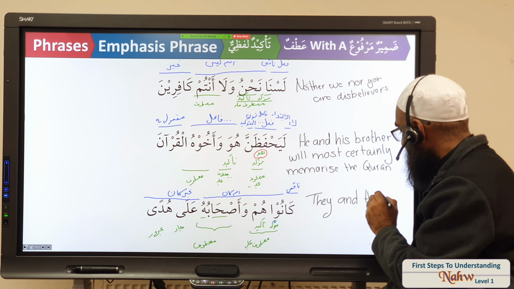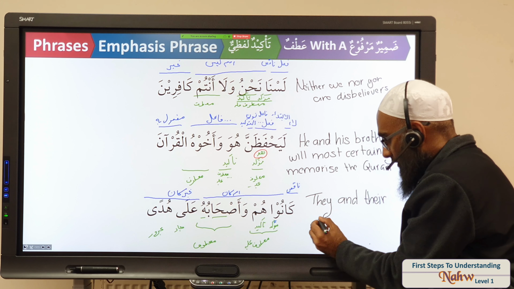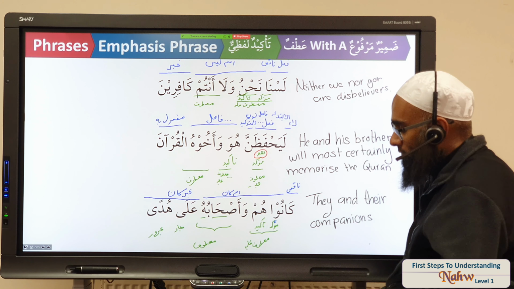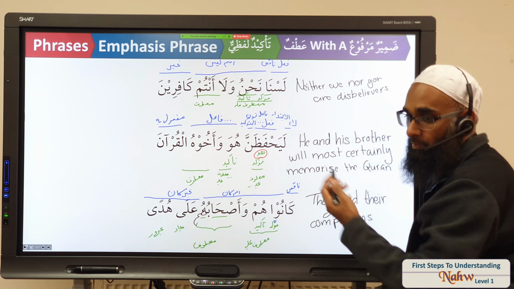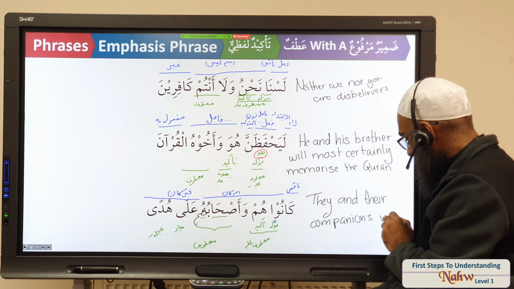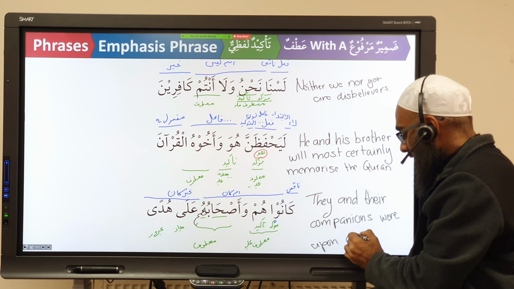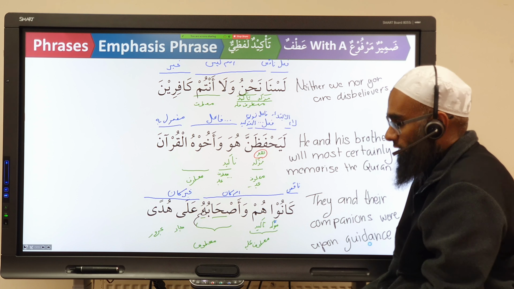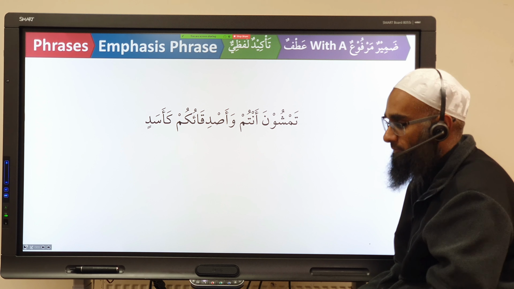So they and their companions. Yeah, you're right, mistake. It's going to be ashabuhum. Yeah, good, well notice, it's ashabuhum. Well done. They and their companions were upon guidance. So they and their companions were upon guidance. Yes? Who wants to have a go? Next one. Bismillah.